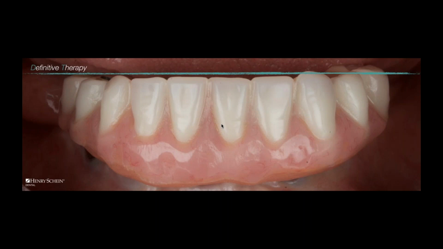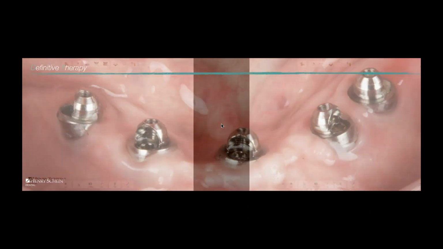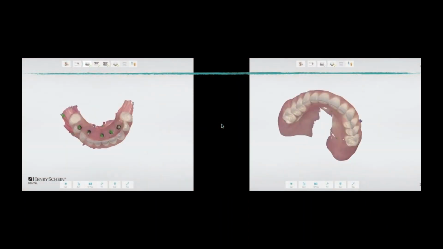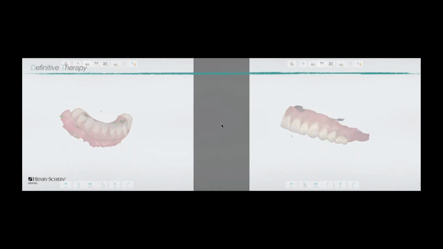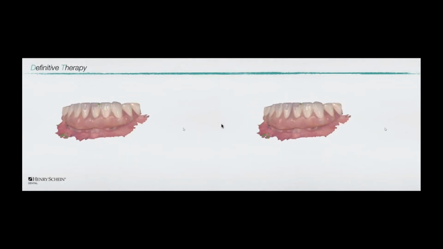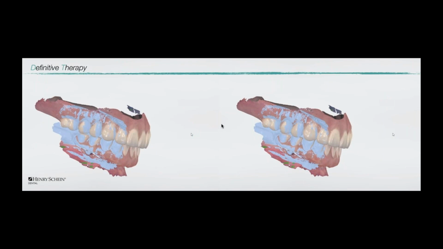In this case, we're going to take a patient who has a lower mandibular arch with implants ready to restore. We scan, we digitize the lower prosthesis. We use our intraoral scanner, we scan the opposing dentition. And then once we have that information, we're able to take a bite registration. Now the technician has all of the information they need.